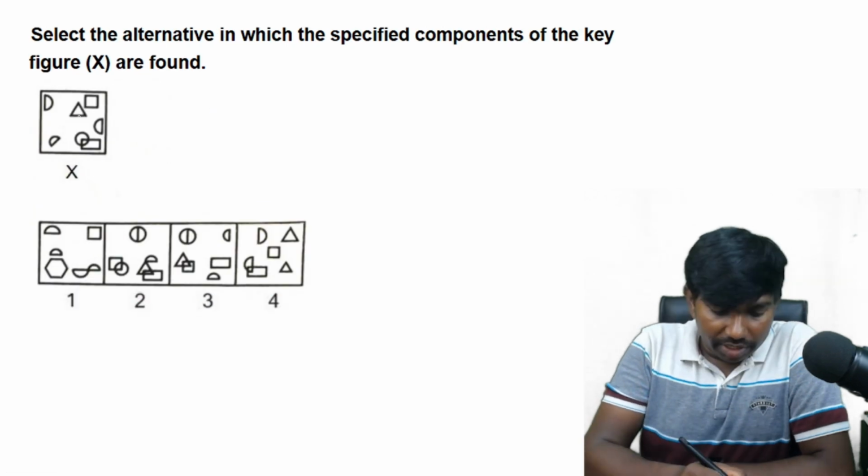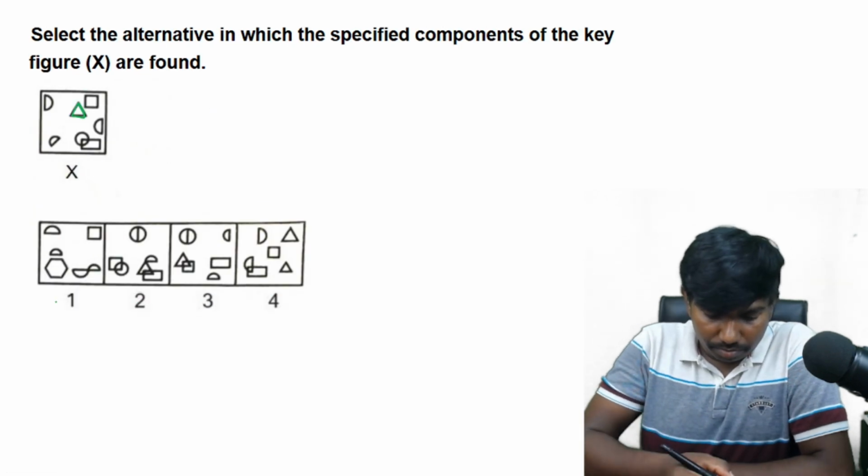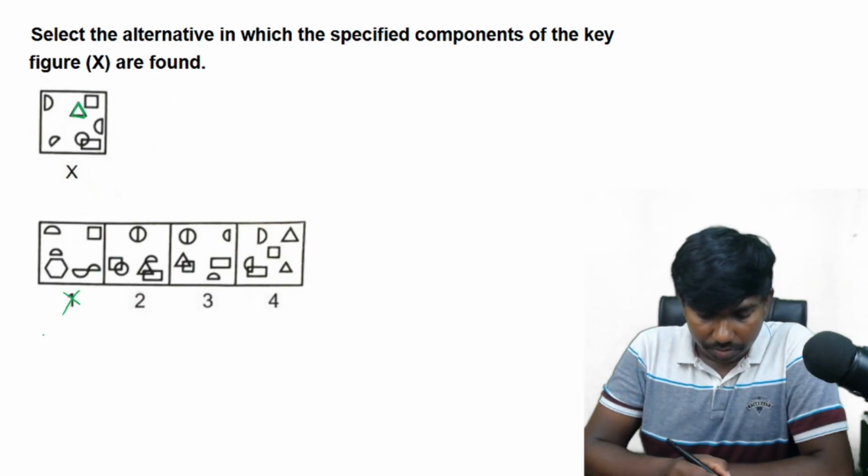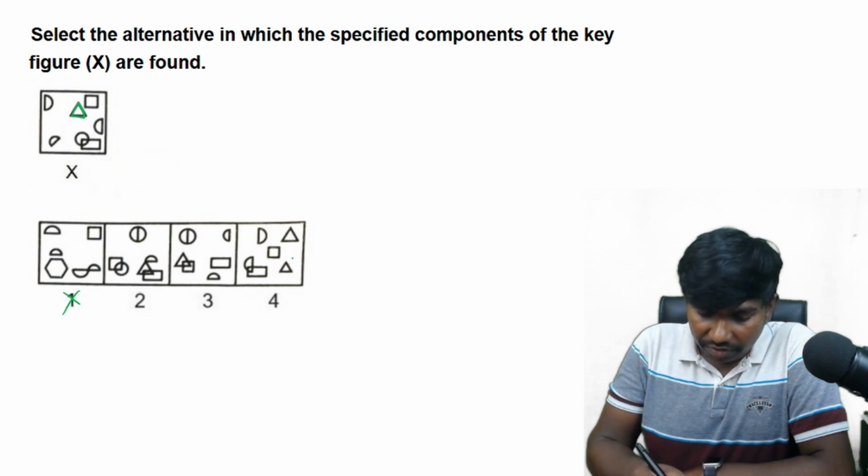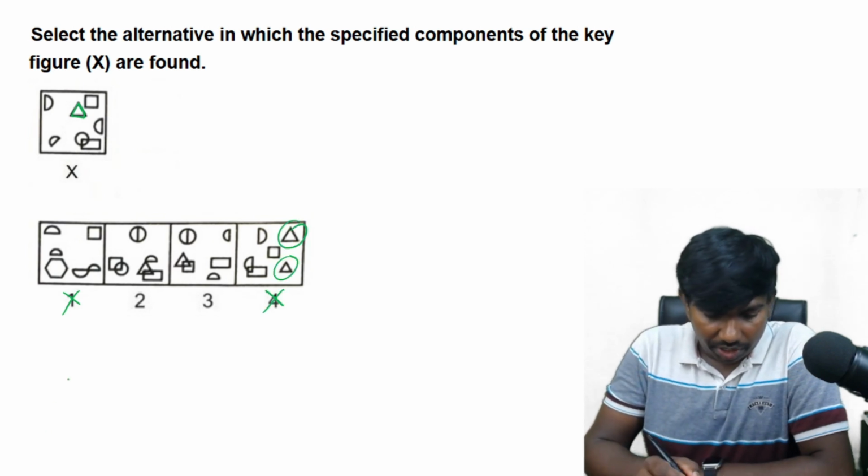Next one. Here there is a triangle. In the first figure there is no triangle. Okay. And in the fourth figure there are 2 triangles. Cancelled. Okay. Next.